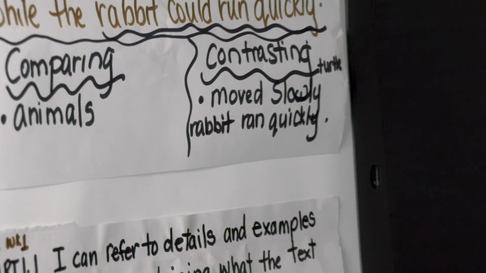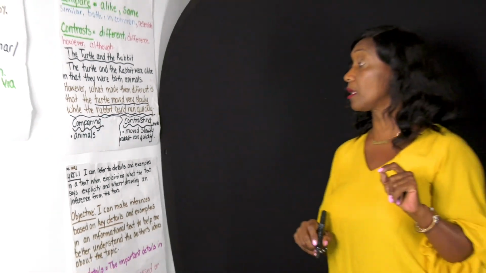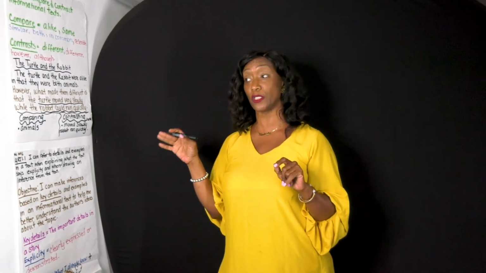So there you go, boys and girls. And if you have your reading journal, go ahead and jot that down in your reading journal so that you can refer back to that as we keep moving on throughout our virtual learning throughout the summer. Okay, so that's comparing and contrasting. Jot those down. Comparing equals alike, contrasting equals different.